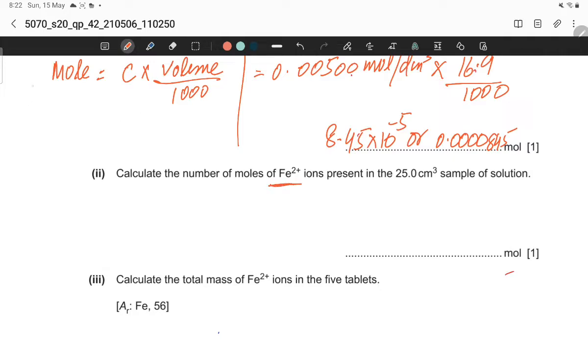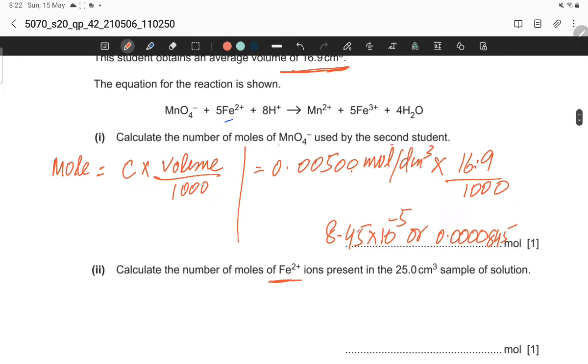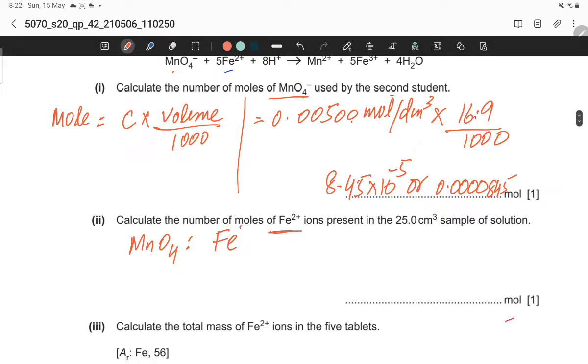iron. This is the potassium manganate ions. Please write, this is the manganate ion, and this is the chemical equation, that 1 mole reacts with 5 moles of iron. So by using the mole ratio, MnO4 to iron 2 ions, so this is 1 mole and 5 moles and 0.000845 moles ratio X.